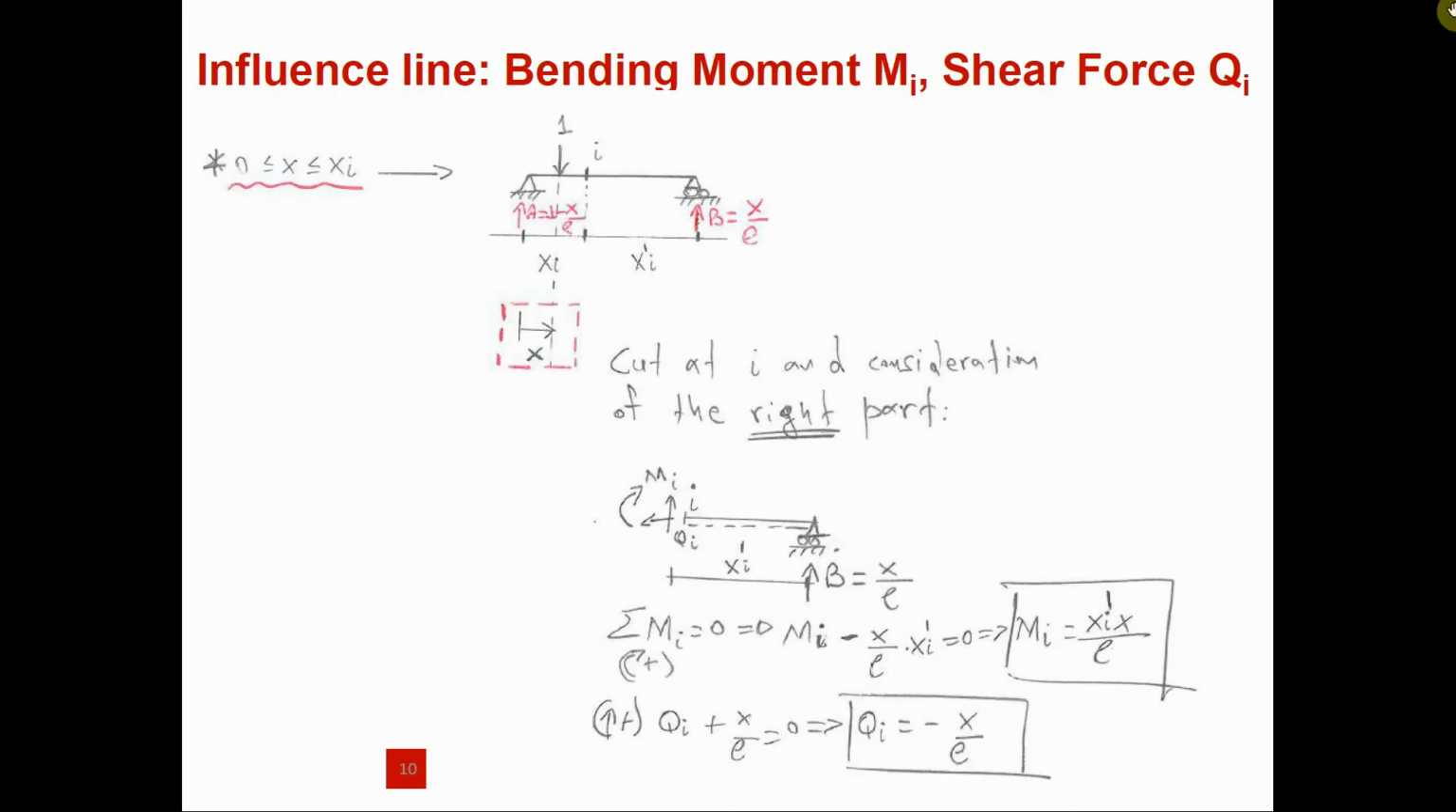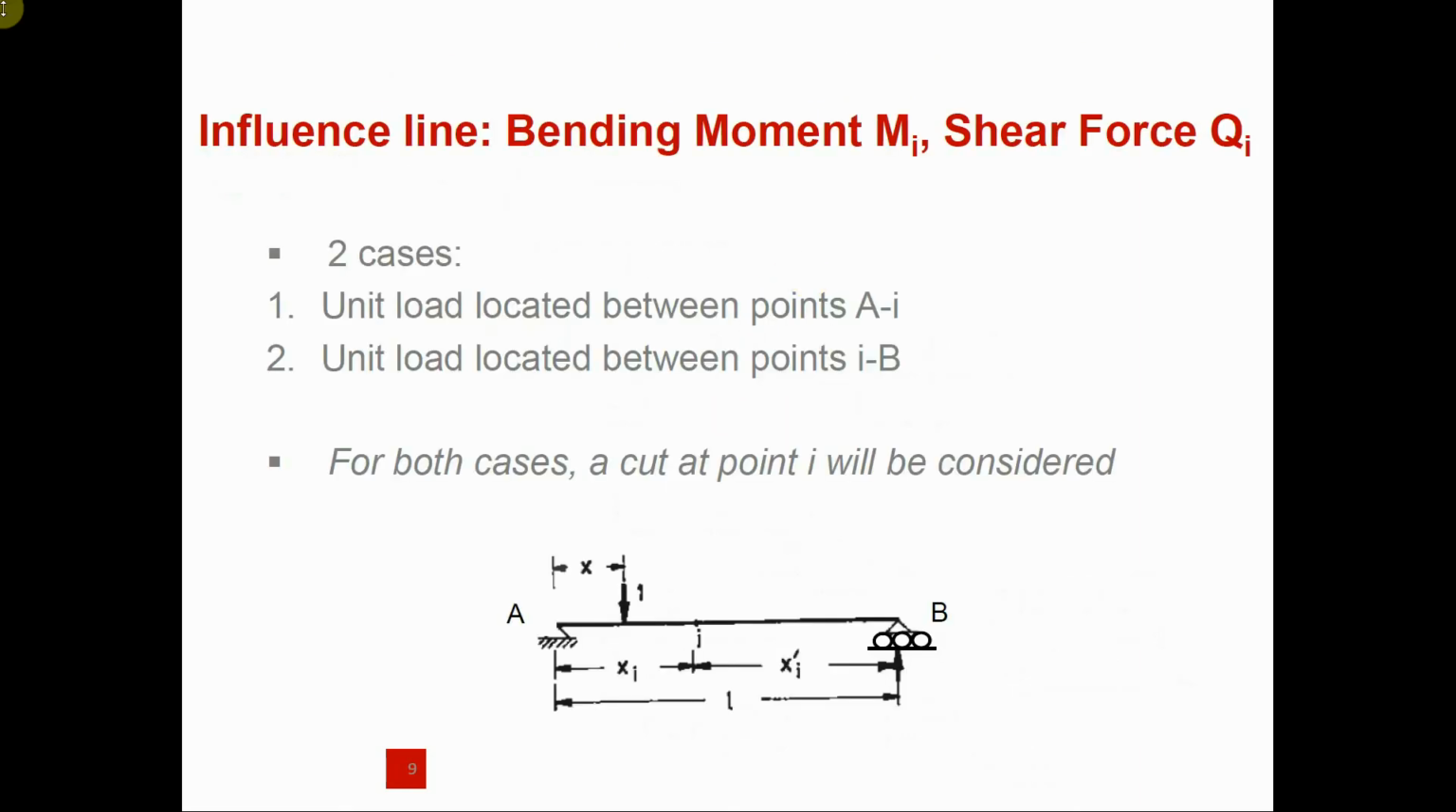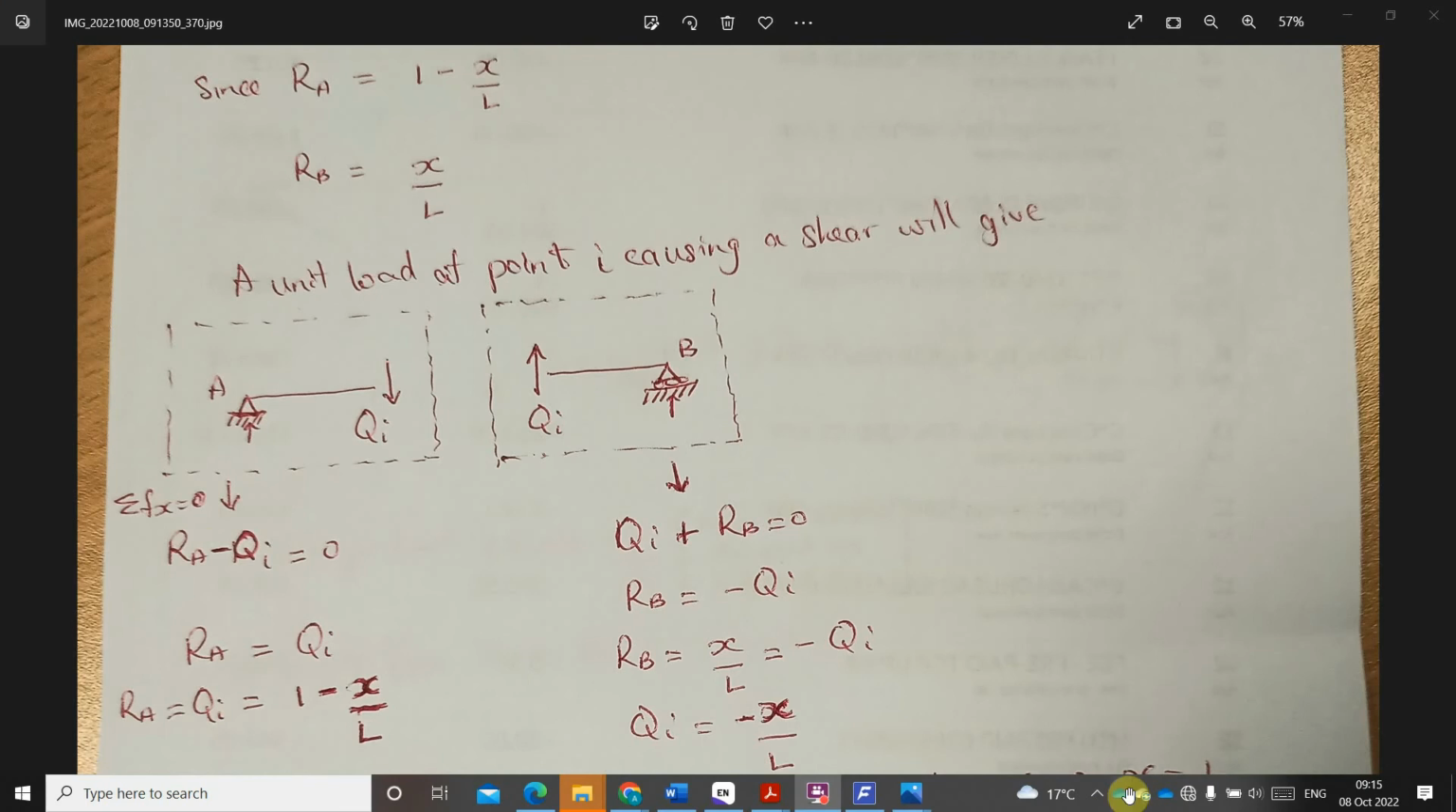Let me make it a little bit simpler. So we have it this way. Since we know that our reaction at A is equal to 1 minus X over L, and reaction at B is X over L, if we have a cut, we have it for this section and this segment. Now, when it is loaded at this point, and when it's loaded at this point.